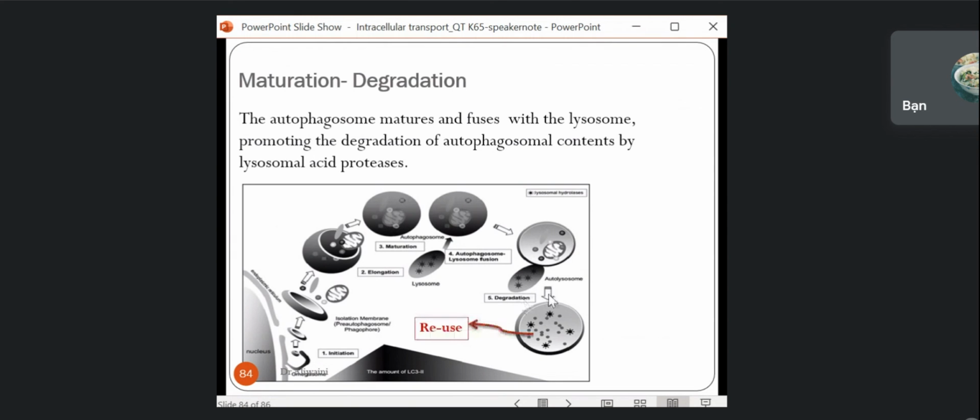And one thing I would remind us is that after the degradation, many materials can be released to the cell to reuse. So by this way, the cell can save energy and material for their life.